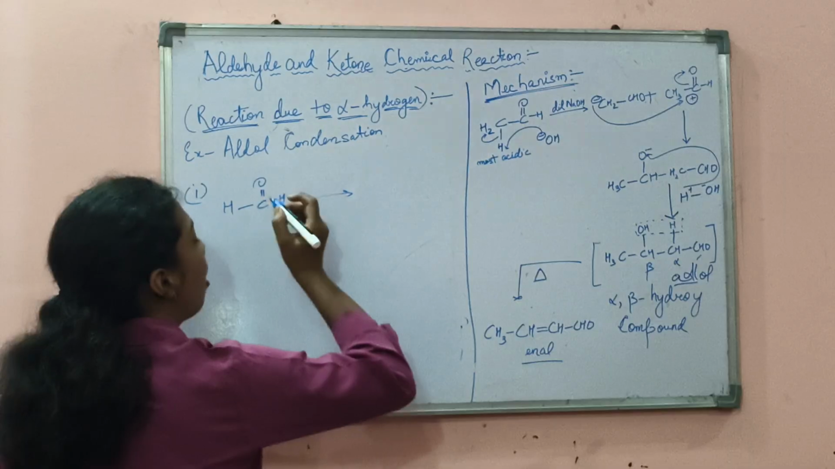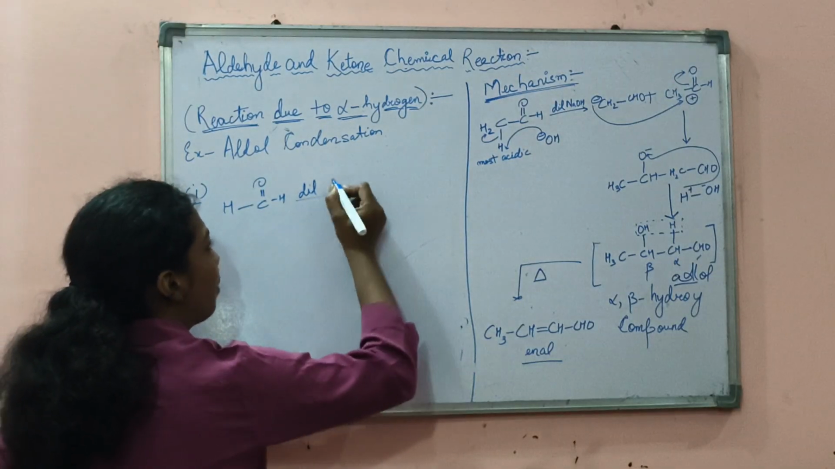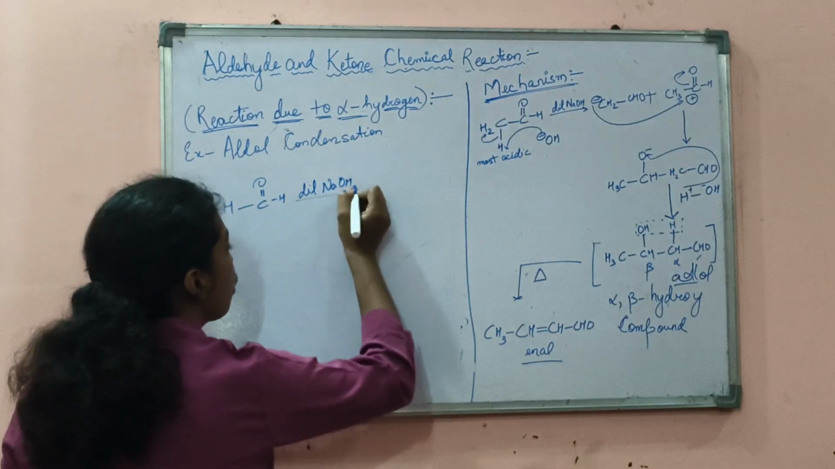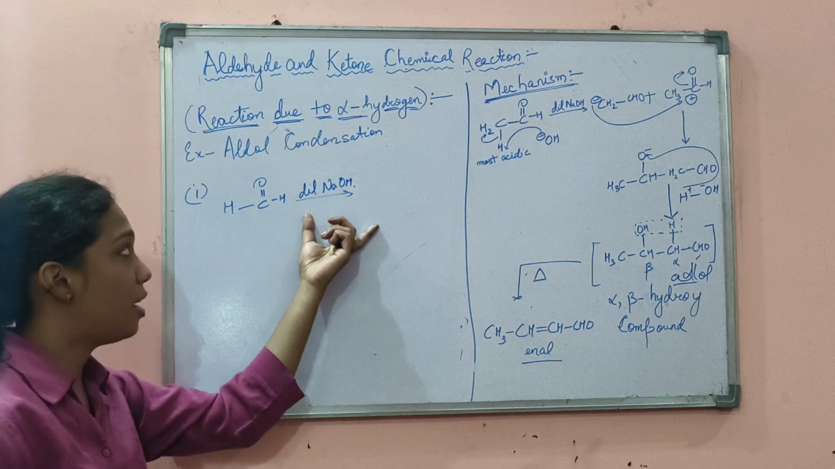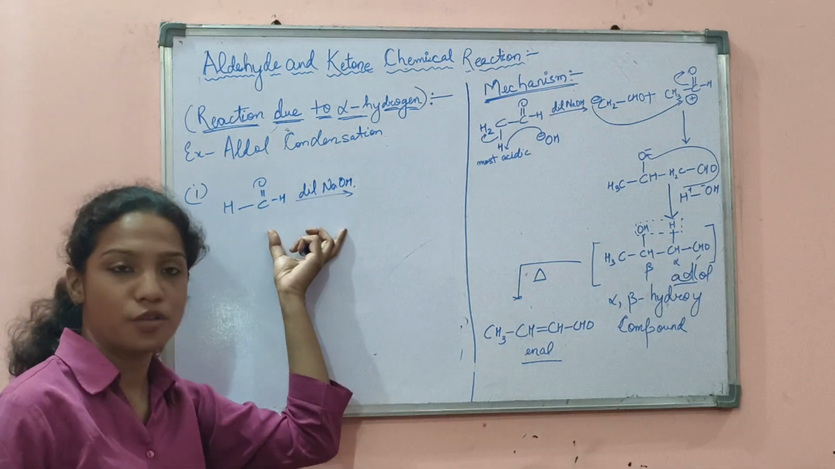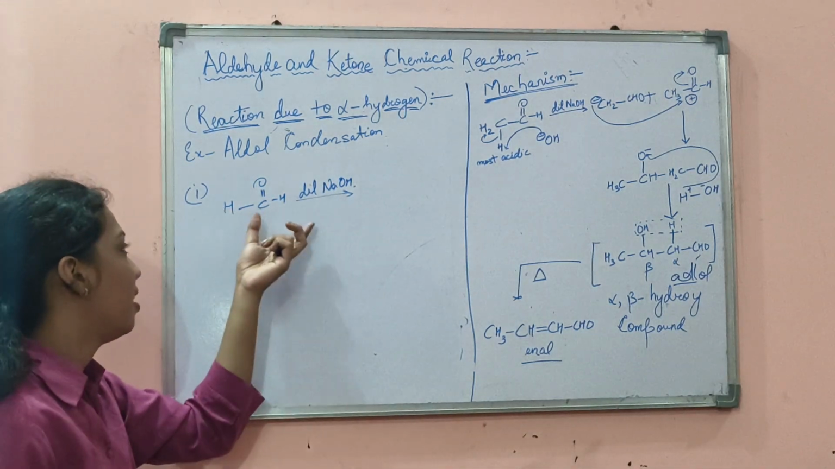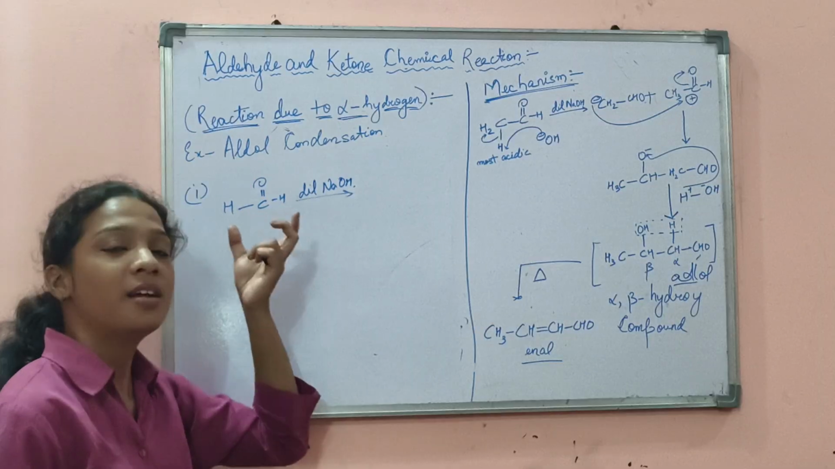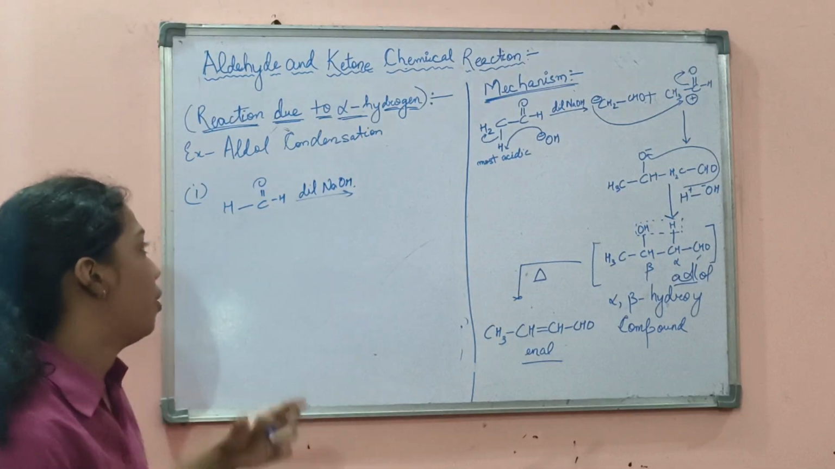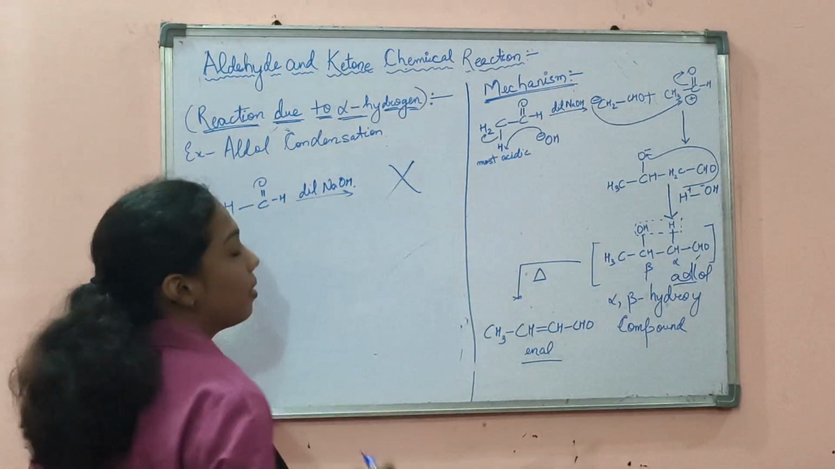So we are taking formaldehyde in the presence of dilute NaOH. Does it show the aldol reaction? Does it contain the alpha hydrogen? No, it does not contain it. It doesn't contain the alpha carbon. It doesn't contain the alpha hydrogen. So it will not show any reaction.